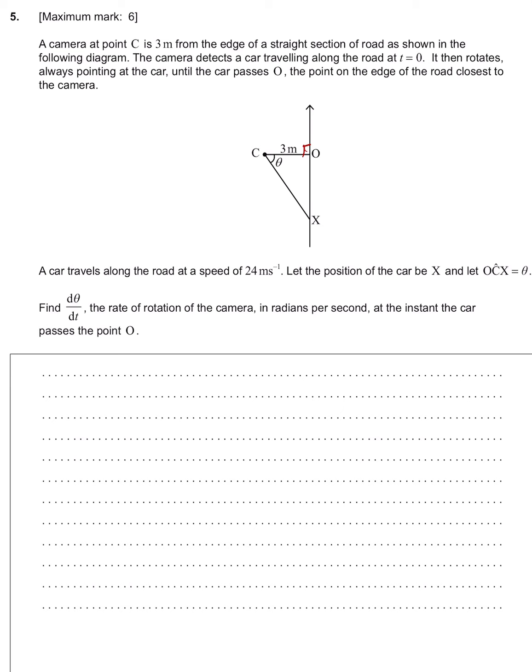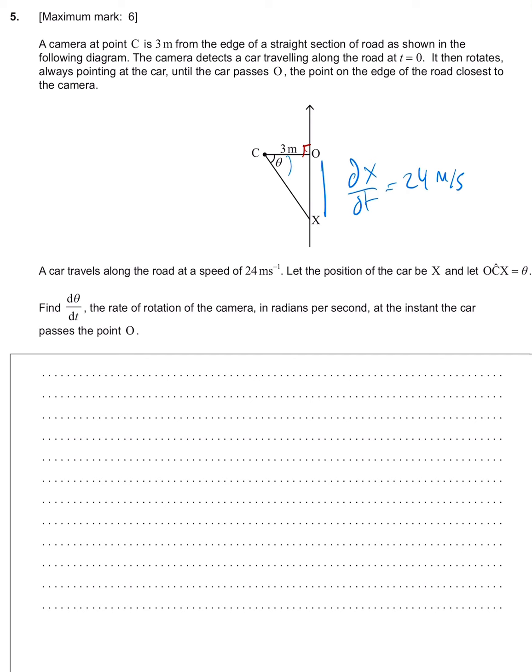All right, so now, a car travels along the road at a speed of 24. So dx/dt equals 24 meters per second. The position of the car will be x. Let angle OCX, right here, equal theta, sounds good. d theta/dt, we want to find that.